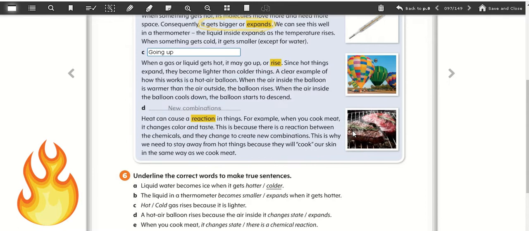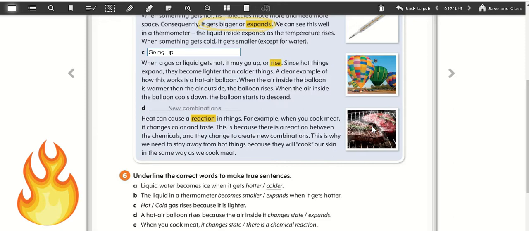And finally, we have the one that says new combination, which is already done. It's when heat can cause a reaction in things. O sea, cuando causa una reacción. For example, when you cook meat, like you can see here in this picture, it's going to change the color and the taste. O sea, el calor va a cambiar eso, el color y el sabor. This is because there is a reaction between the chemicals and they change to have new combinations.